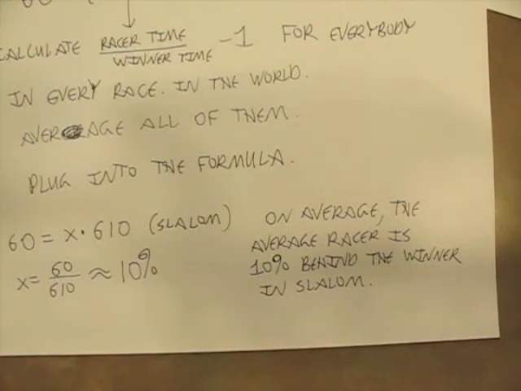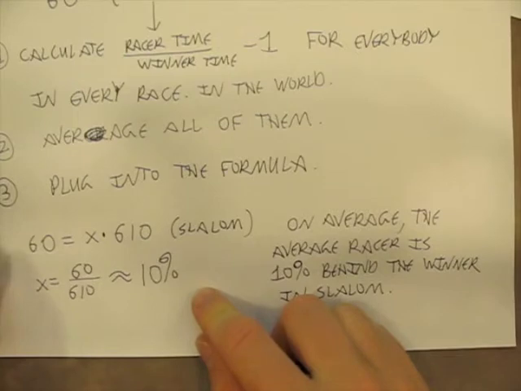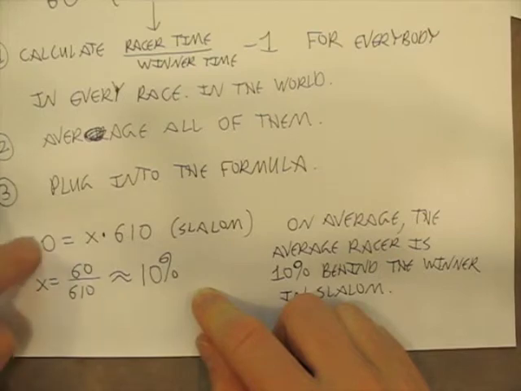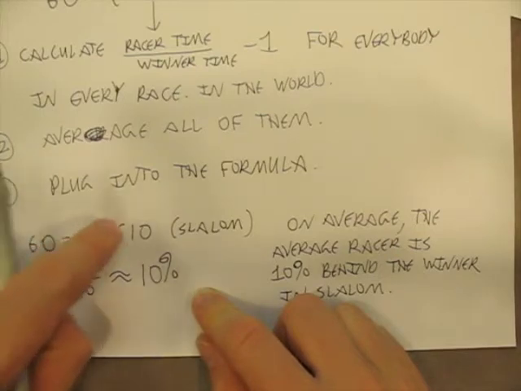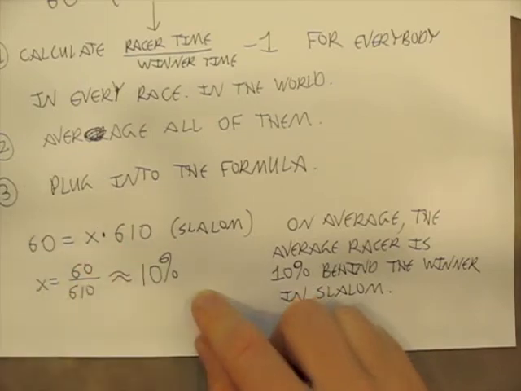So what that's telling me is that if you calculate the average percentage that somebody's behind the winner for slalom for everybody in the world, you plug that into here, you find out that that number is around 10%. You plug it into 60 equals 10% times F, and that allows you to calculate that F is 610.